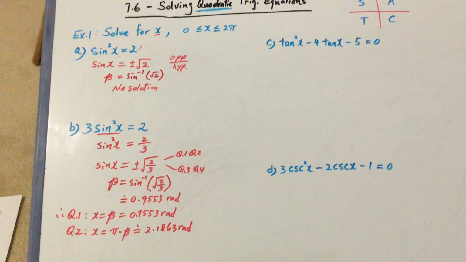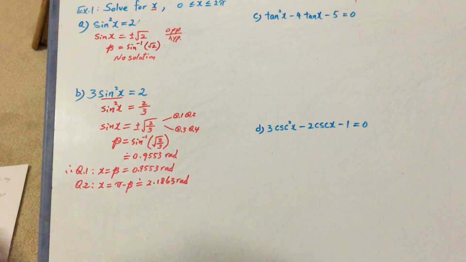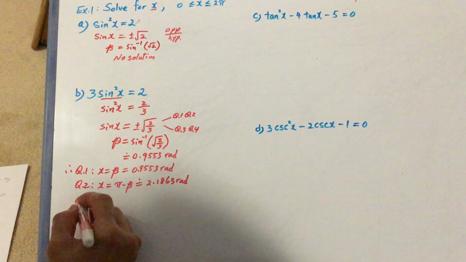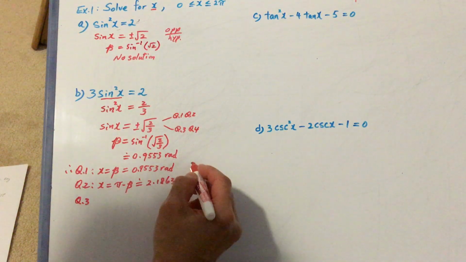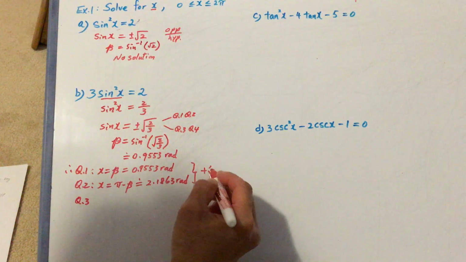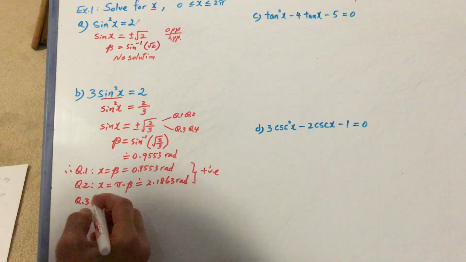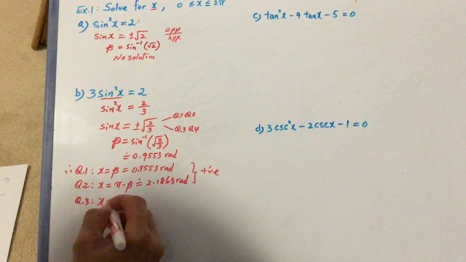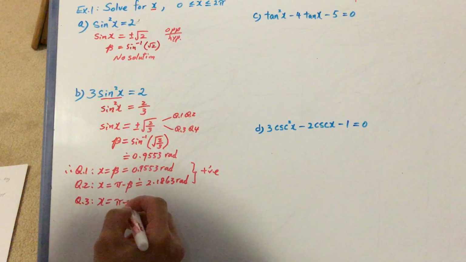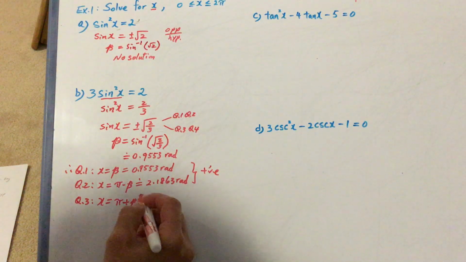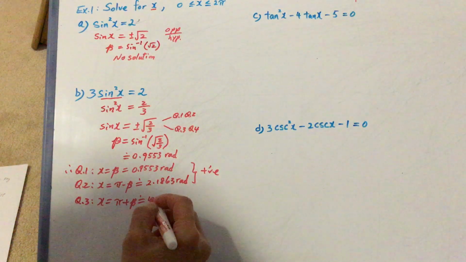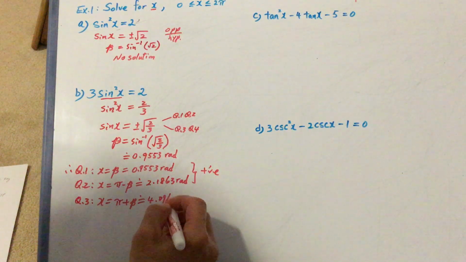Okay, approximately. And then continue. So this too will give you the positive ratio. Okay, so in quadrant 3, the principal angle is equal to pi plus the related acute angle, so you will be getting approximately 4.0969 rad.